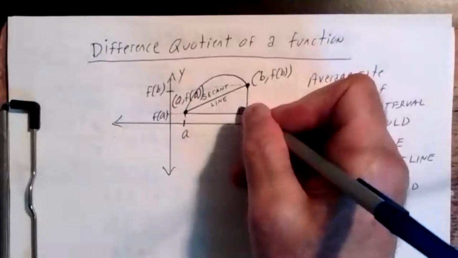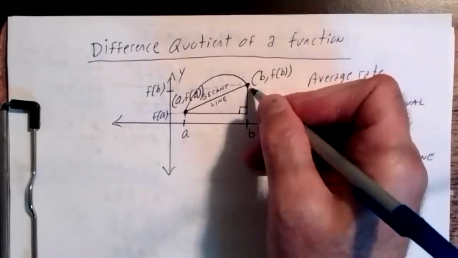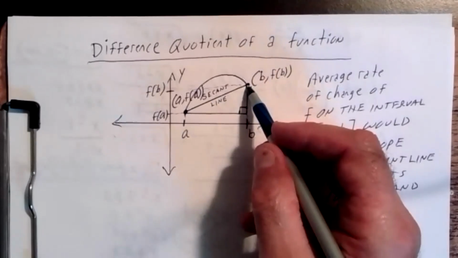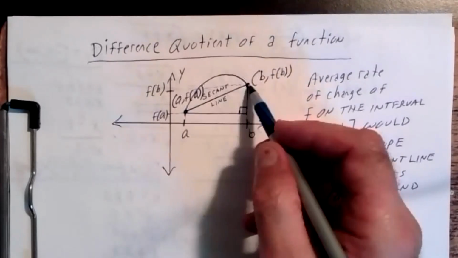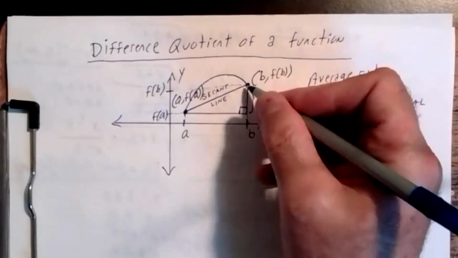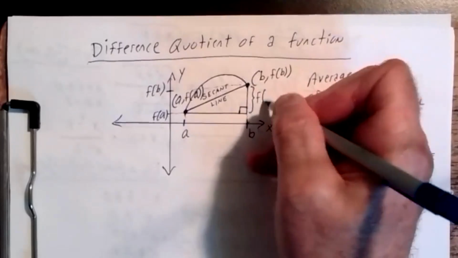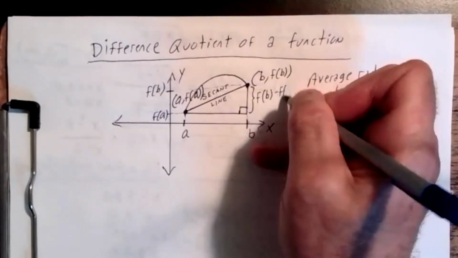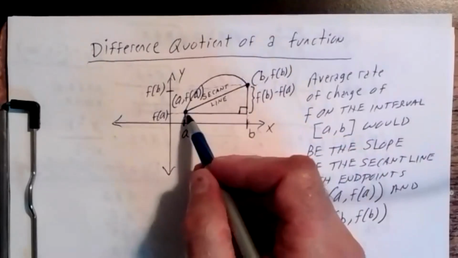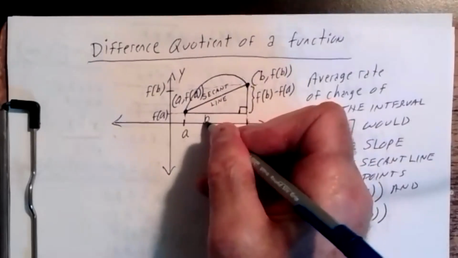So if I build this right triangle here, the amount of rise we will experience as we move from this point down here at x equals A up to this point x equals B along this secant line is going to be the difference in the y coordinates, which is going to be f of B minus f of A. The amount of run we experience is going to be the change in x from A to B, so it's going to be B minus A.